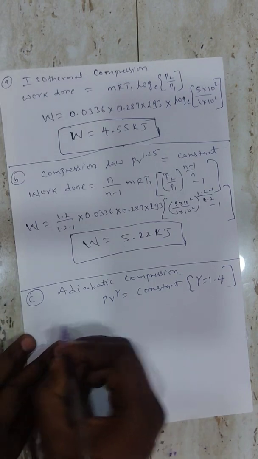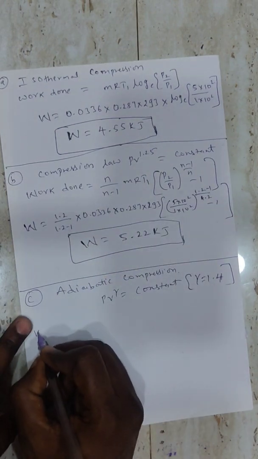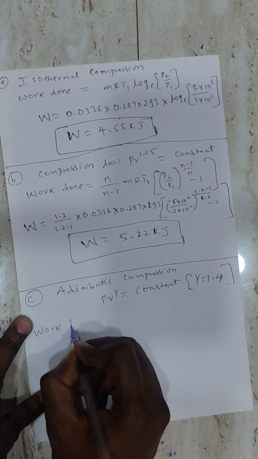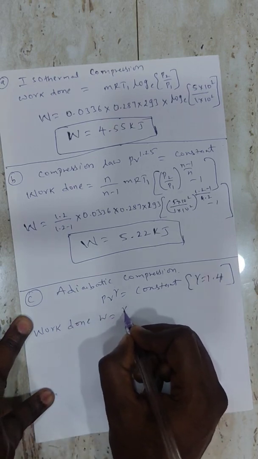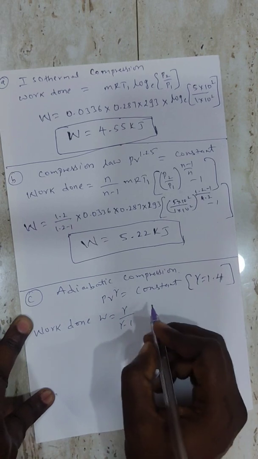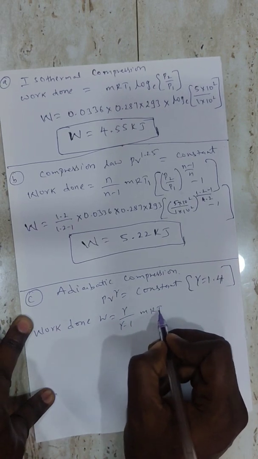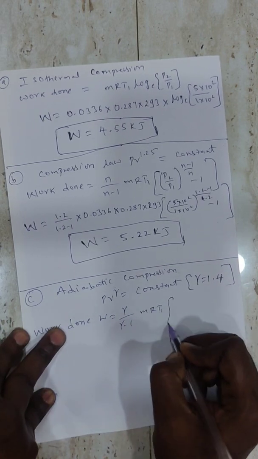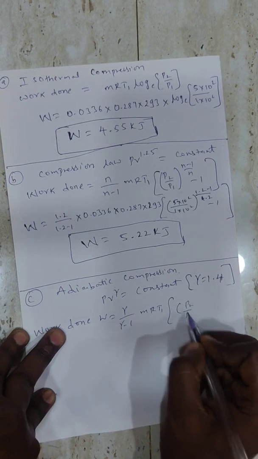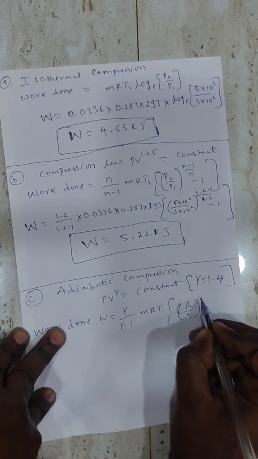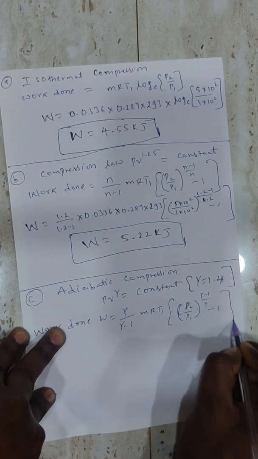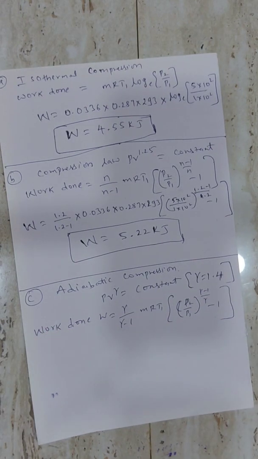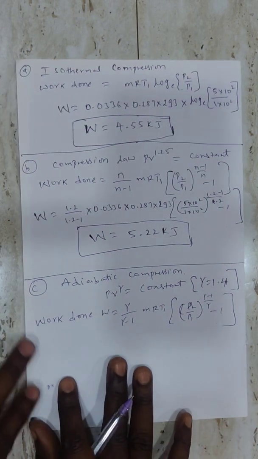Let's substitute the value. The same formula, n will be replaced by gamma. Work done W is equal to gamma by gamma minus 1 mRT1 of (P2 by P1) whole to the power of (gamma minus 1) by gamma, minus 1.